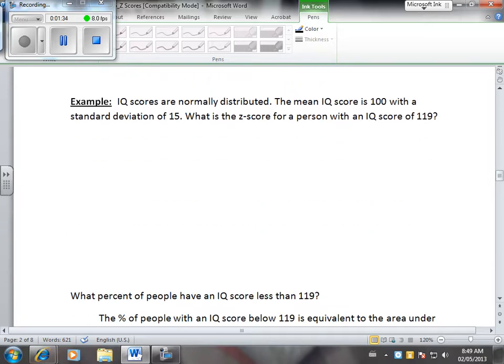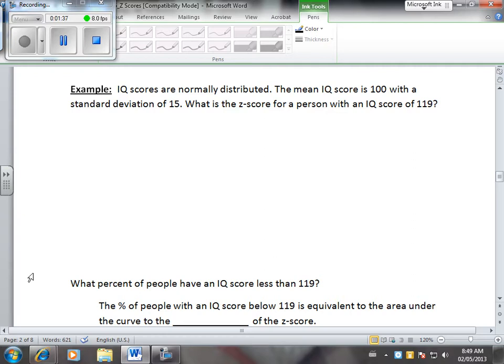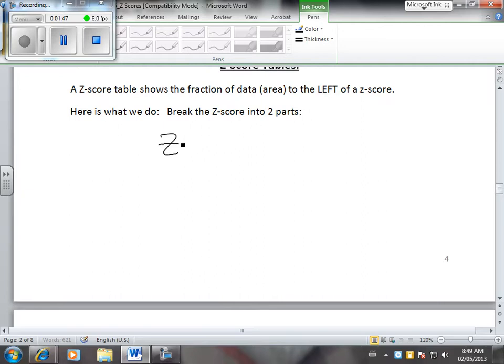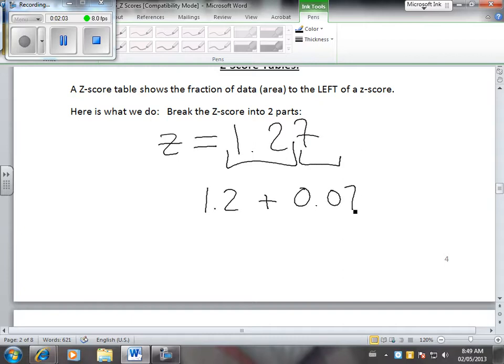Okay, because your Z-score will give you a number between 0 and 3, and it can be positive or negative. If you get a negative, that's fine. Just go and look at your negative score. And then remember that we broke our Z-score into 2 parts. So in the example, we had 1.27. So it's always the first 2 digits, the digits on either side of the decimal, and then the last one. So this will break down to 1.2 plus 0.07. And then these will be in the rows, and these in the column, and you go down and you find where they meet.